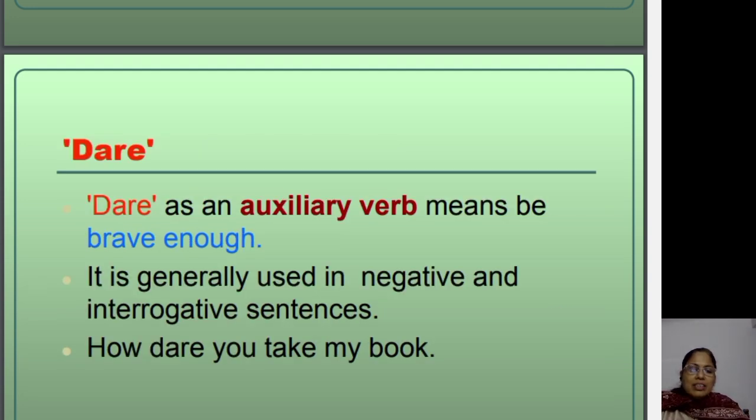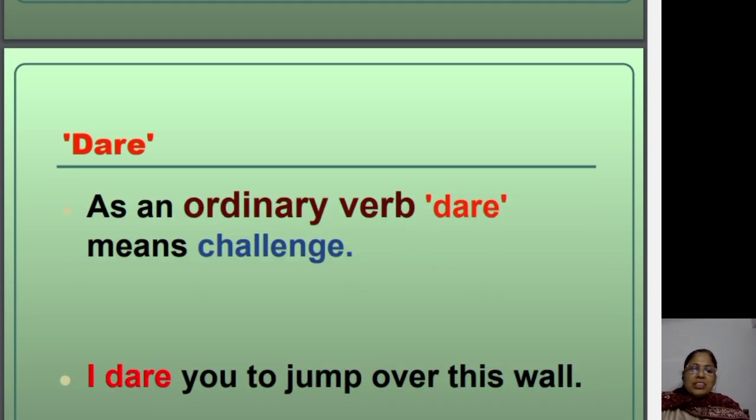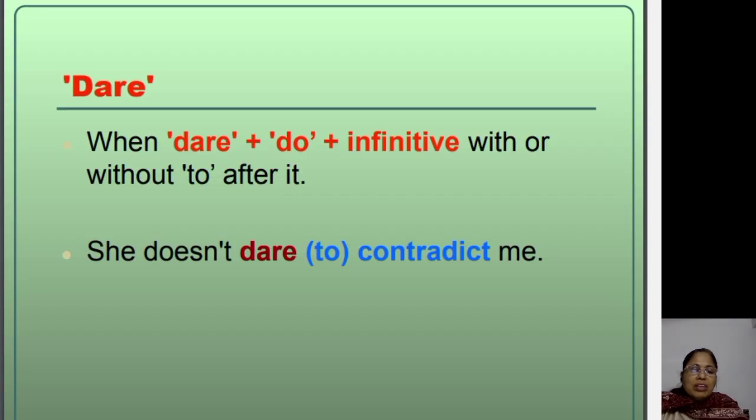Dare. Dare is an auxiliary verb which means brave enough. It is generally used in negative and interrogative sentences. For example, how dare you take my book? As an ordinary verb, dare means challenge. For example, I dare you to jump over this wall. When dare or do plus infinitive with or without to after it is used, then this is the usage. She doesn't dare to contradict me.